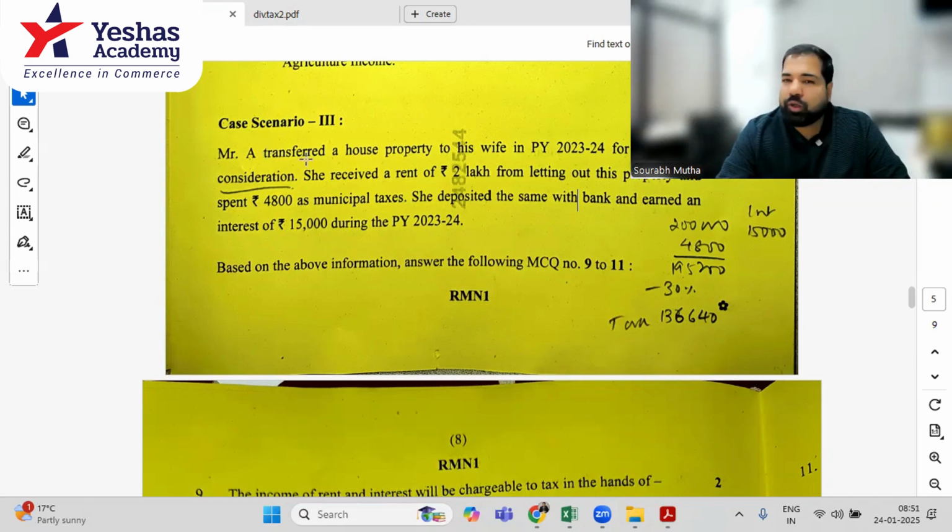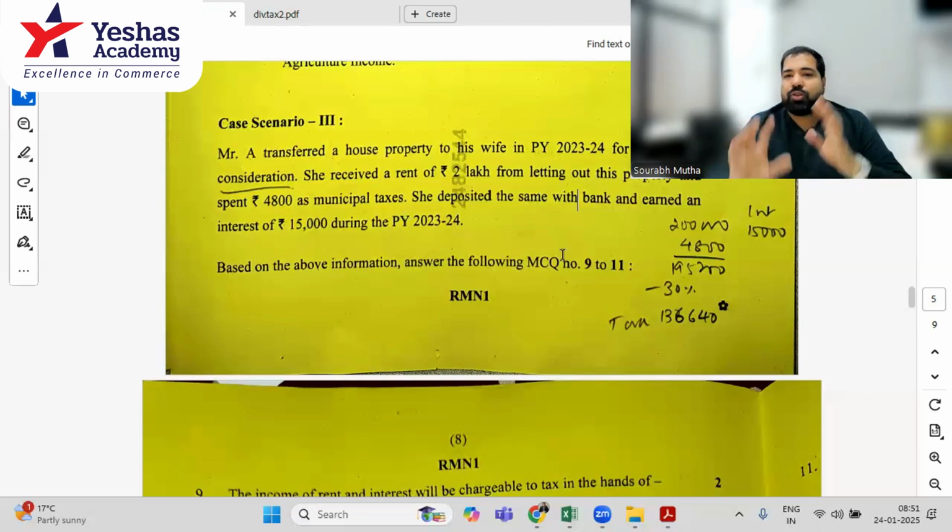Mr. A transferred a house property to his wife in the year 23-24 for inadequate consideration. That means he gave it and there is no money that he's got, or he's got very less money for it. So the house belongs to Mr. A. Any income from this house property will come back to Mr. A. She received rent of 2 lakh for letting out this property and spent 4,800 as municipal taxes. She deposited the same with the bank and earned 15,000. This is the second level of income which will not be clubbed as interest income.